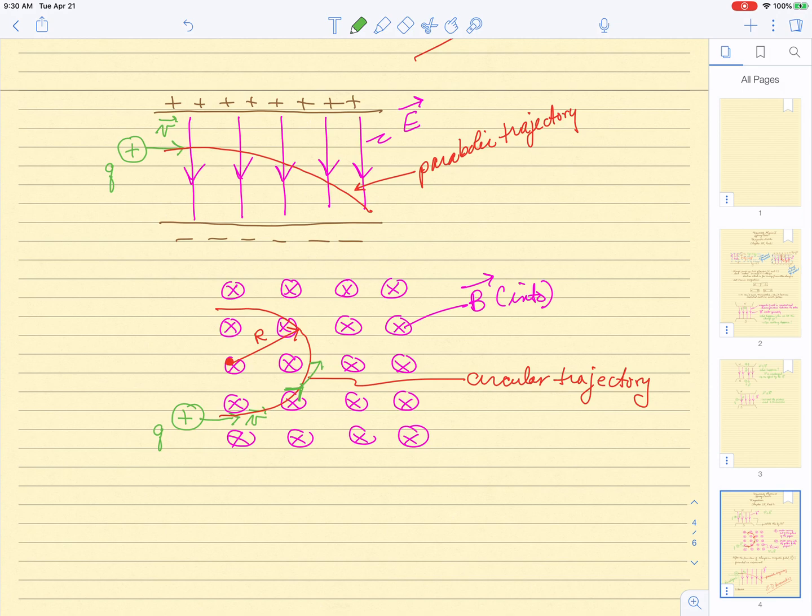And most importantly, the velocity magnitude doesn't change. So the magnitude of the velocity is constant. Now, we've encountered problems before where the magnitude of the velocity is constant. So this is going to imply uniform circular motion.